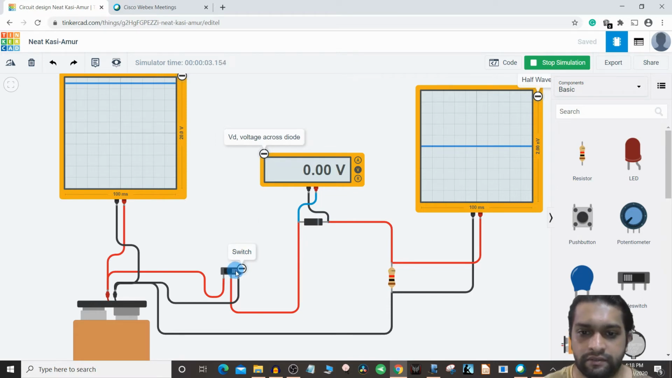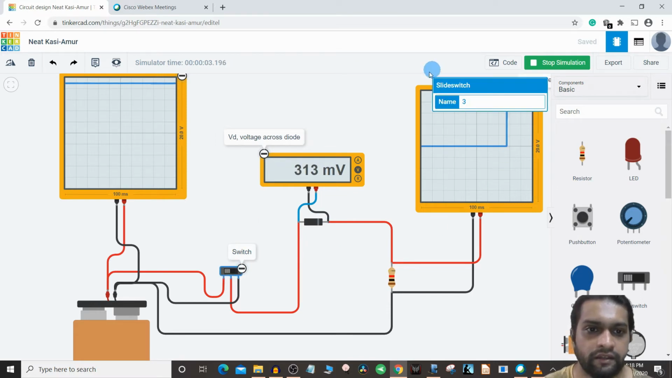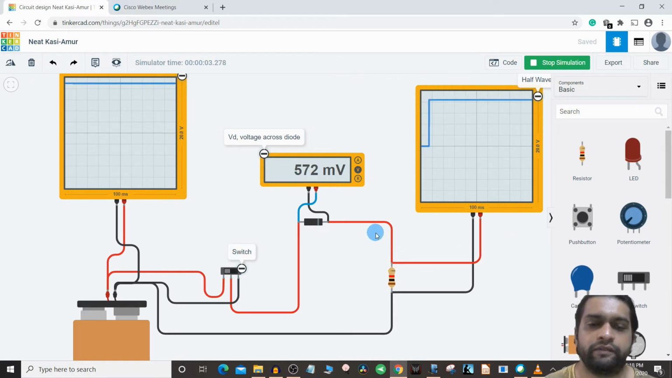So we will switch. Okay, now I have switched. I have given the switching action here. It will take a little bit of time to stabilize. Yeah. So if you see here, this is 9 volts. Look closely. This is 9 volts here, but this is not 9 volts. It is a little bit less than 9 volts.